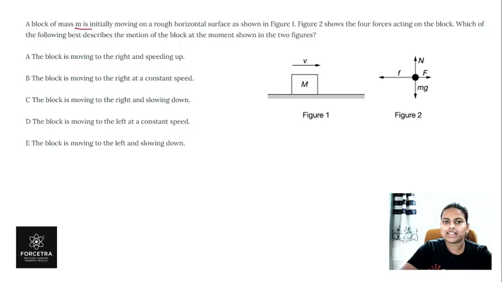A block of mass m is initially moving on a rough surface as shown in this figure. Figure 2 shows four forces acting on the block. Which of the following best describes the motion of the block at the moment shown in these two figures?